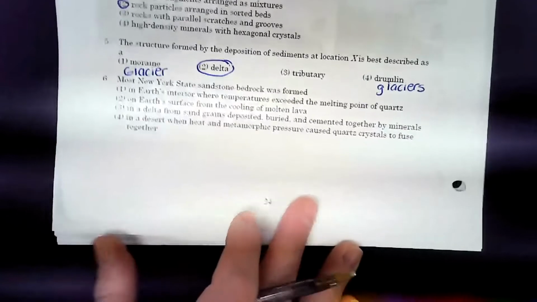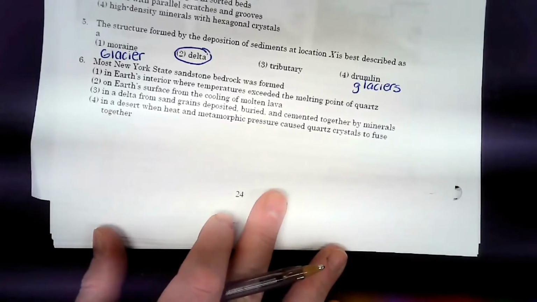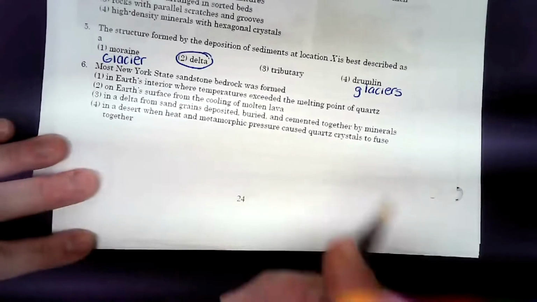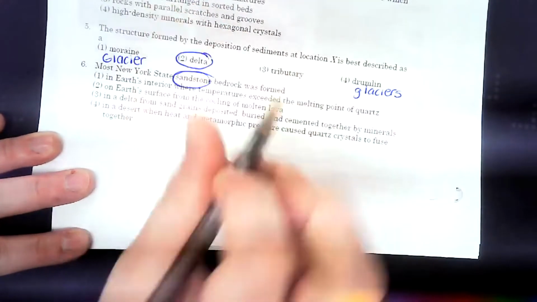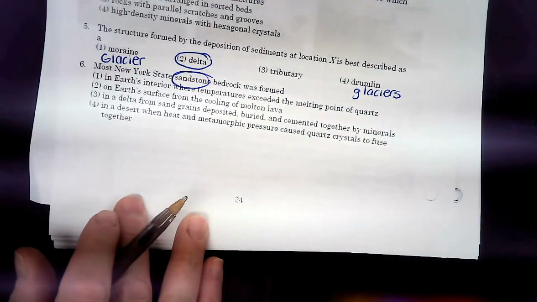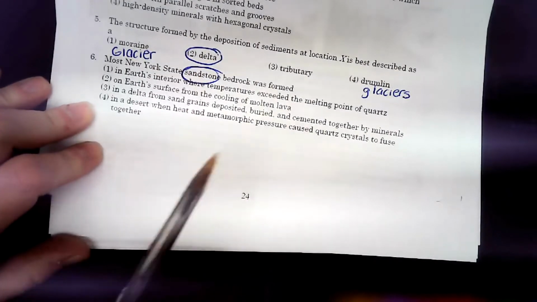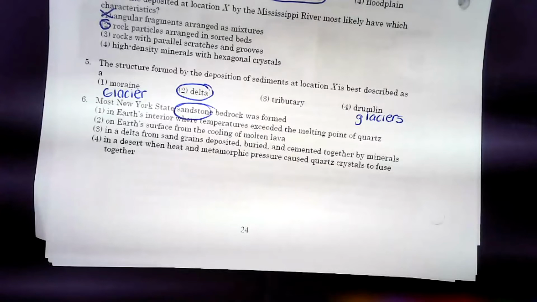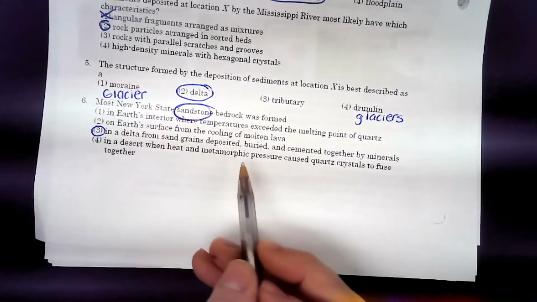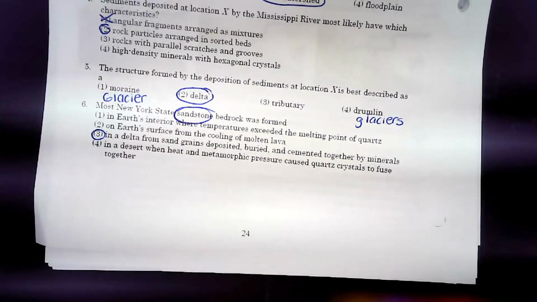All right, question 6 is a throwback to chapter 3. It says most of New York State's sandstone bedrock. Sandstone should sound familiar. It's a rock. Who remembers what type? Is it igneous, sedimentary, or metamorphic? Sandstone is a sedimentary rock. So it's really asking, how is the sedimentary rock sandstone formed? Read through each answer. Which one forms a sedimentary rock? Which one is it, guys? It is when sand grains get deposited, buried, and cemented together.